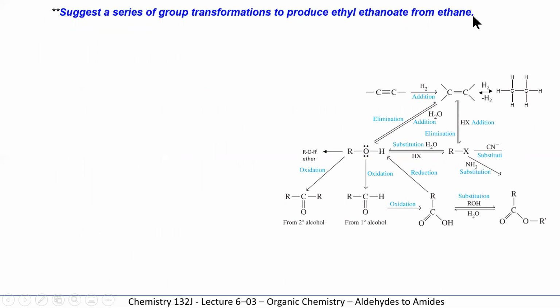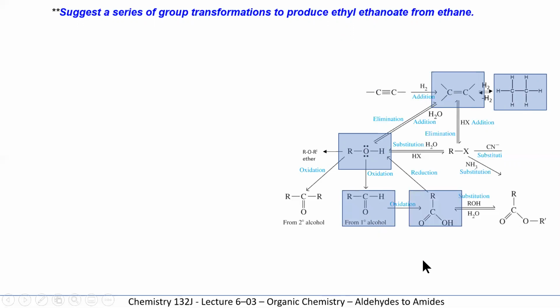Now, let's talk about how we could make an ester from ethane. So what we're going to do first is start with ethane, and we are going to, in this case, remove some hydrogens and make ethene. Then we are going to add water to it and make an alcohol. From the alcohol, we're going to oxidize it to an aldehyde, oxidize it further to an acid, and then recombine it with the alcohol to make an ester. So those are the steps involved, and I'm going to show them over here.